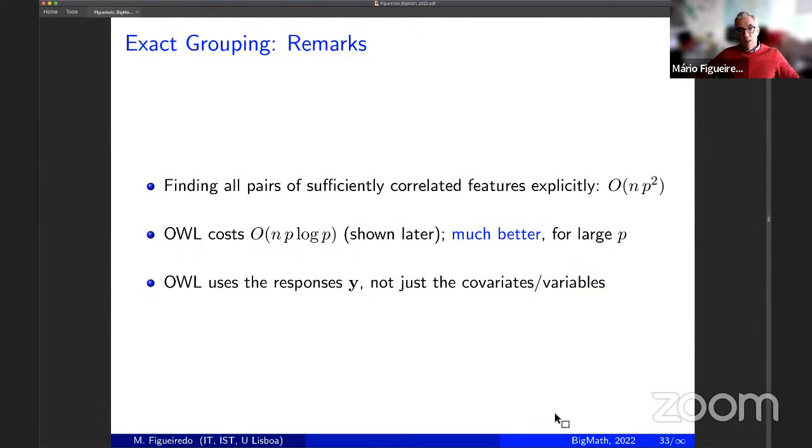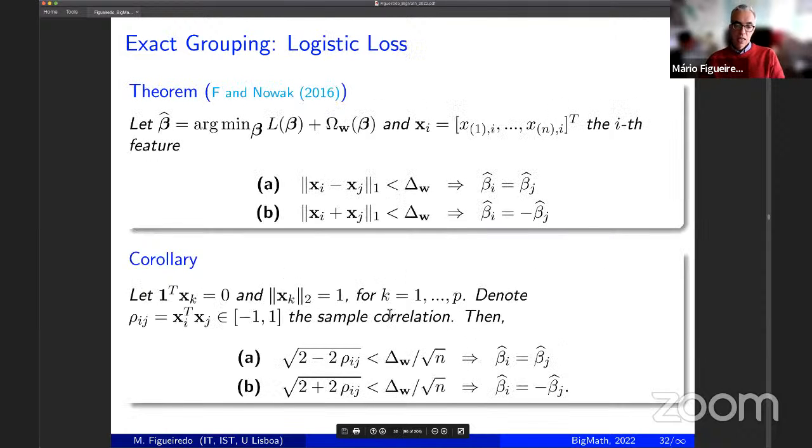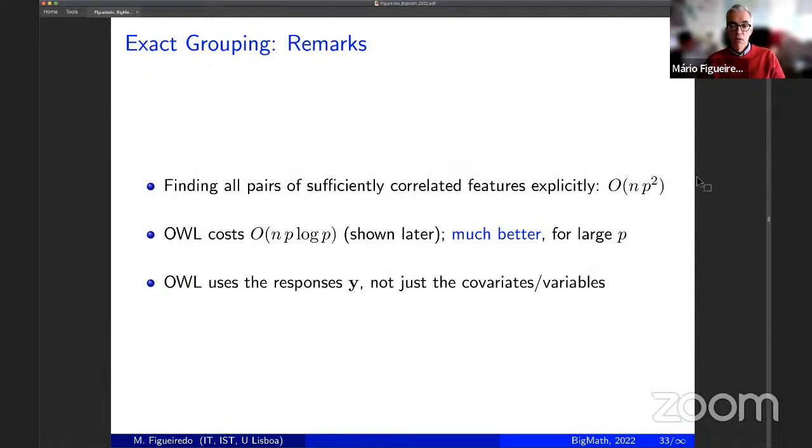Okay, so just a few remarks about this exact grouping. One very important thing is that for this to be true, you don't need to know the rho, the correlation coefficients between the variables. You just need to know that if they're larger than something, then this will happen, without having to estimate these correlations. If you wanted to estimate them explicitly to do this clustering, this would cost order p squared, because you need to compare all with all the p variables.